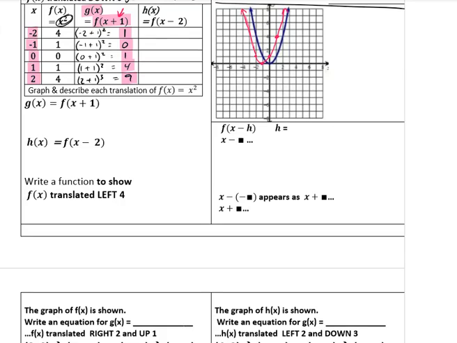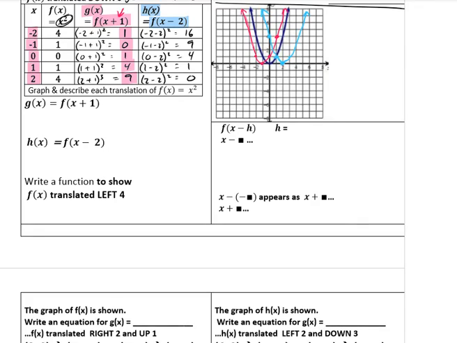So let's go and take a look at this next one. h of x equals f of x minus 2 now. So, same idea. -2 minus 2 is -4. Squared makes 16. -1 minus 2 is a -3. Squared makes 9. 0 minus 2 is -2. Squared makes 4. 1 minus 2 is a -1. Squared makes 1. And 2 minus 2 is 0. Squared makes 0. Let's go ahead and graph this one out.